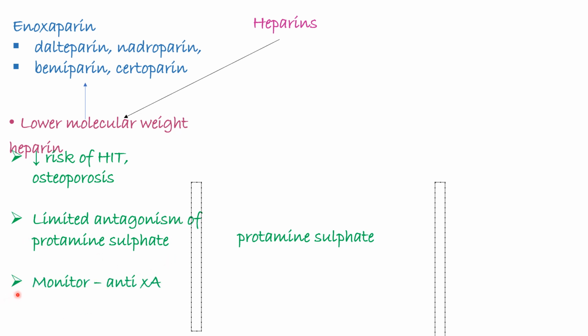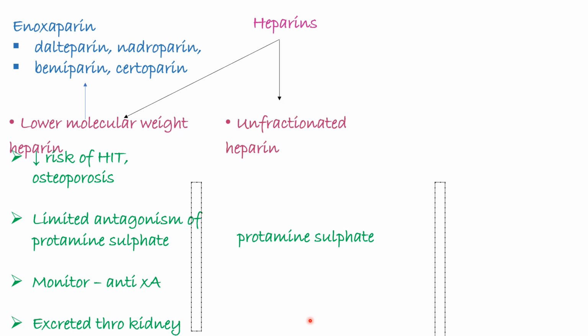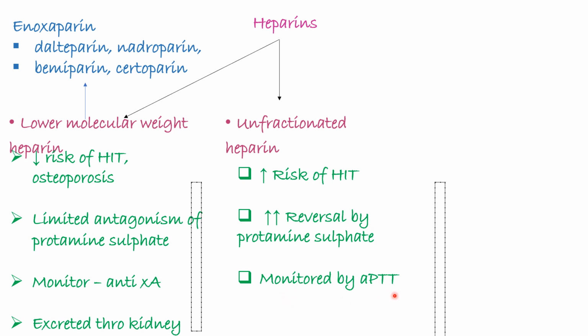And then we usually monitor low molecular weight heparin using anti-Xa, whereas in unfractionated we usually use APTT. And then it is usually excreted through the kidney. So a patient who comes in, you want to give them an anticoagulant, but their creatinine clearance is less than 30 ml per minute, then you'll prefer using unfractionated heparin because it is excreted by the liver. So unfractionated heparin has an increased risk of HIT in addition to osteoporosis, and it has increased reversal by protamine sulfate, and it is monitored using APTT and is excreted in the liver.